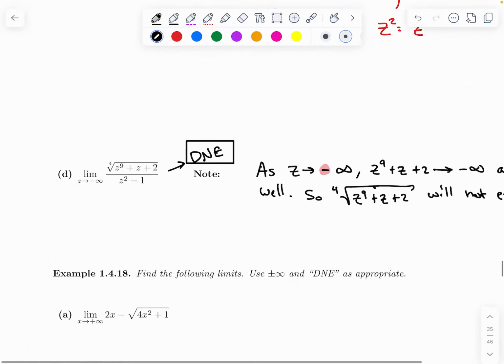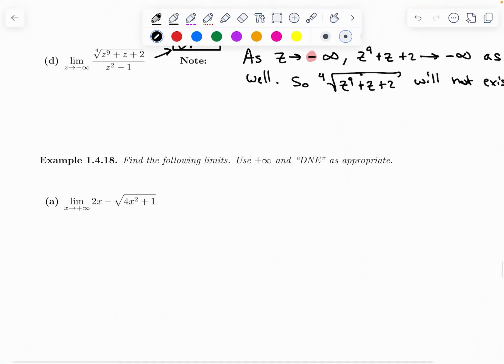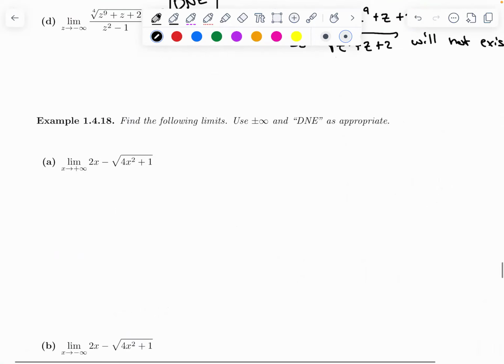Okay, any questions on those? All right, some interesting cases. Find the limit as x approaches positive infinity of 2x minus the square root of 4x squared plus 1. So we're going to quote unquote try positive infinity. Because we can't plug in infinity. That's impossible. Infinity is a concept, it's not a number.